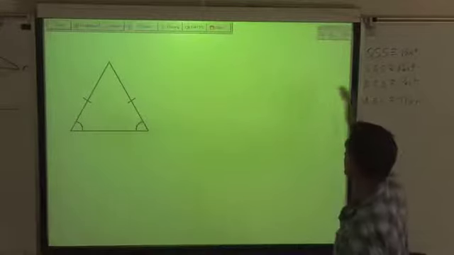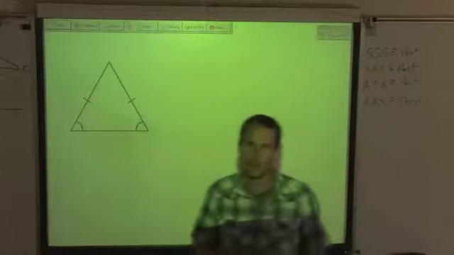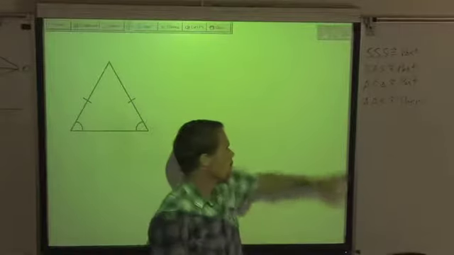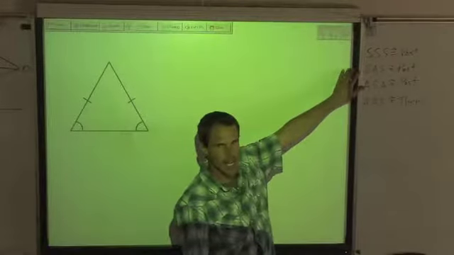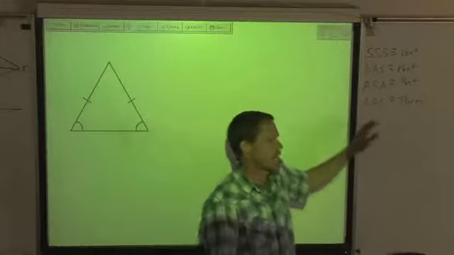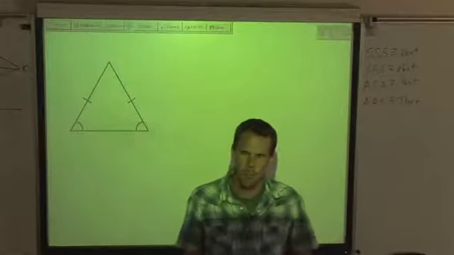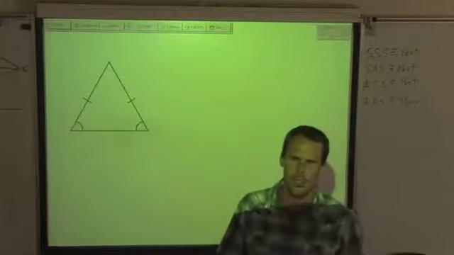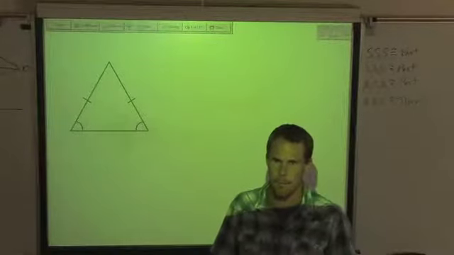Prior to this lesson, we have studied 4 different ways that we can prove triangles congruent. We have the side-side-side, side-angle-side, and angle-side-angle postulates, and we have the angle-angle-side congruence theorem. These are the 4 different ways that we can prove triangles congruent.